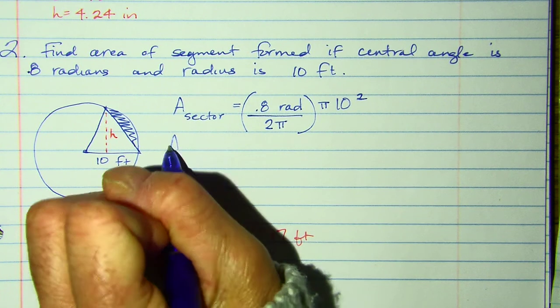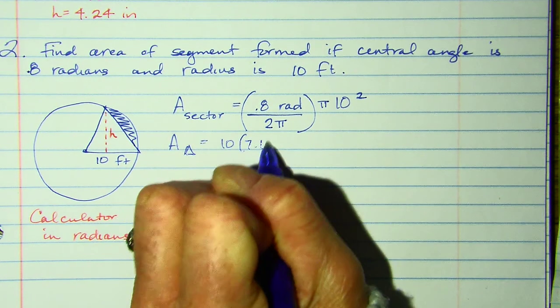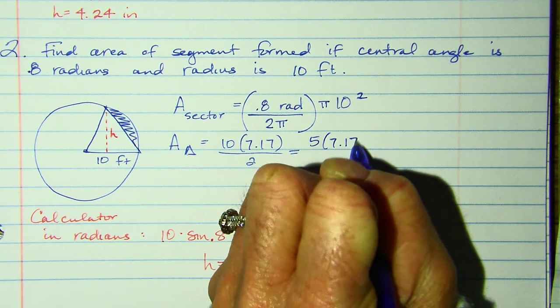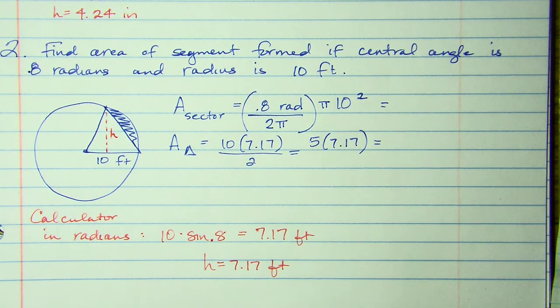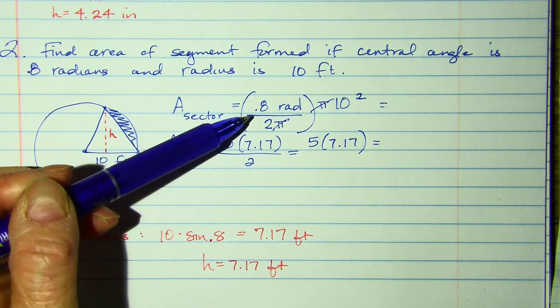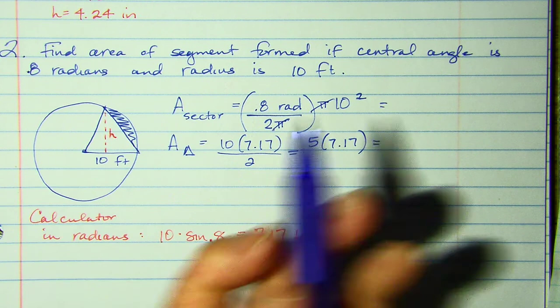I can now find the area of our triangle. So 10 times 7.17 divided by 2 gives me 5 times 7.17. And so I'll simplify both of these. So for the area of a sector, pi cancels. And so I have 0.8 divided by 2 times 10 squared. And that gave me 40.